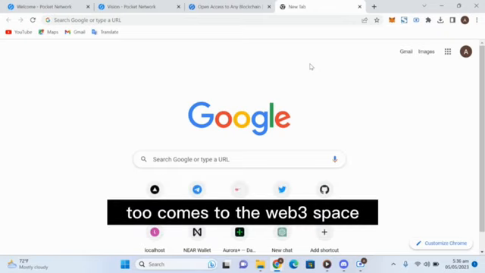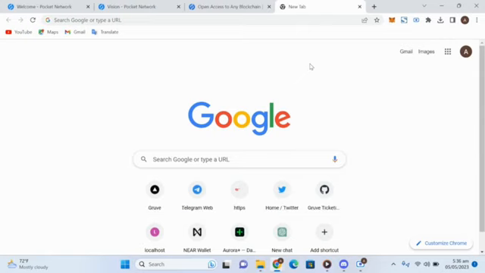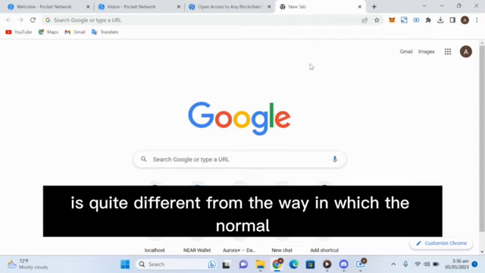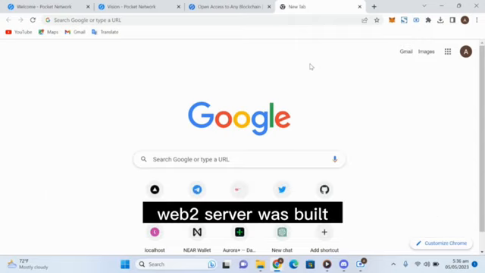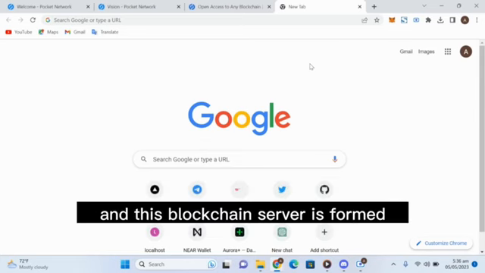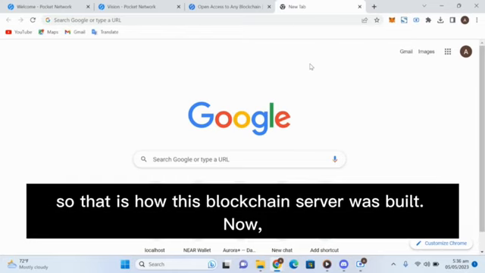The same thing applies in the Web3 space. The blockchain can also be seen as a server, but the way in which this blockchain server was built is quite different from the way in which the normal Web2 server was built. The blockchain server was built to be decentralized, and this blockchain server is formed as a result of various networks coming together. So that is how this blockchain server was built.